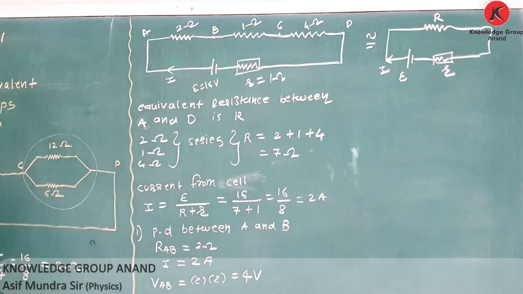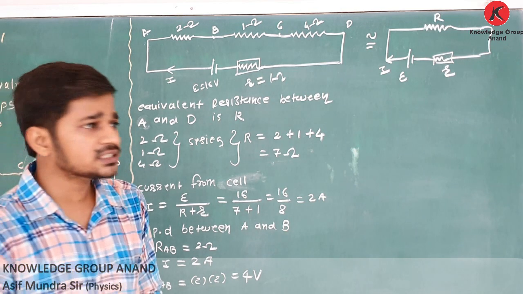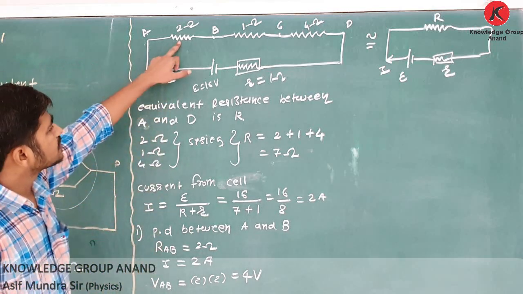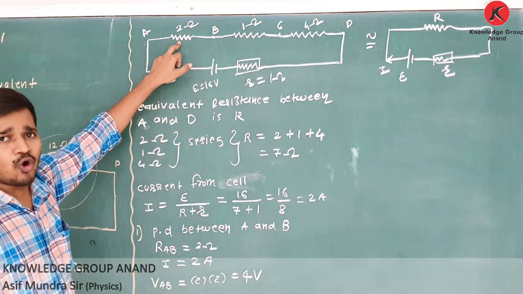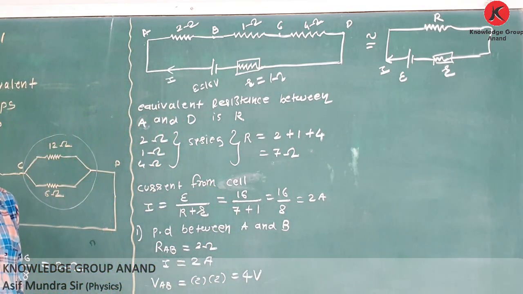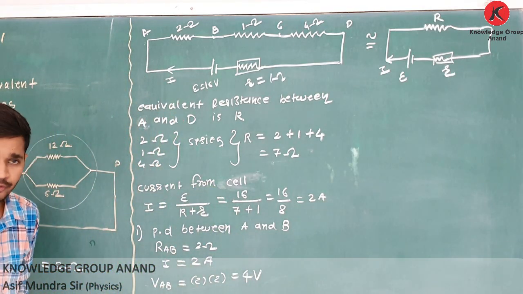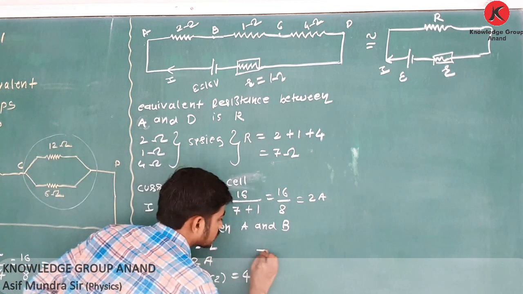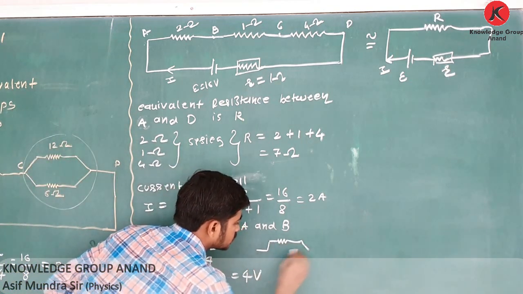Now, between A and B, we also have to find the current flowing through each resistor. This 2 ohm is a parallel combination of 4 ohm and 4 ohm. Yes or no? Yes, two resistors, this 4 ohm.